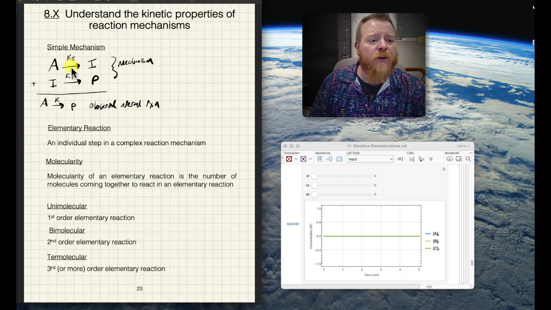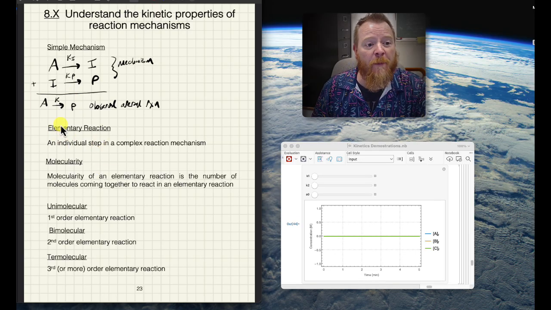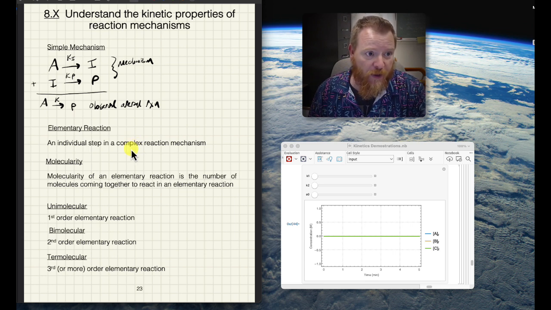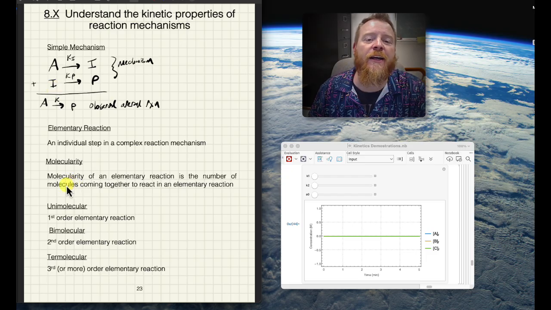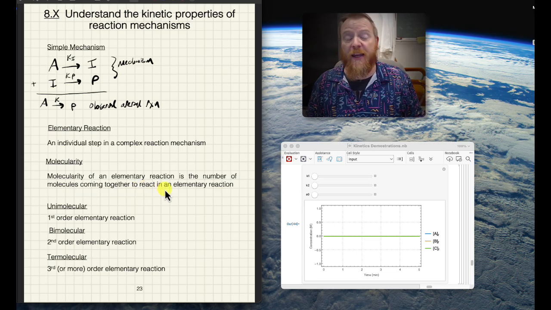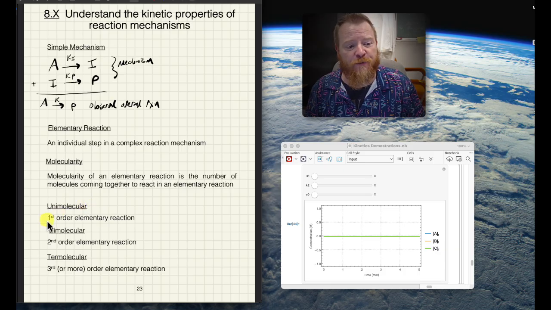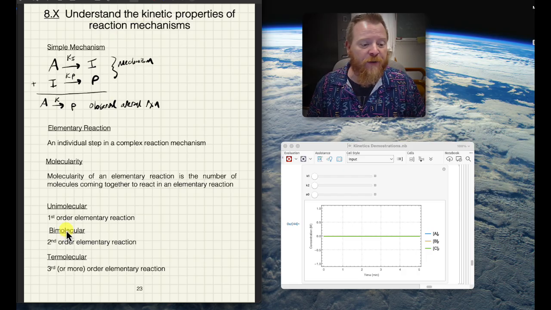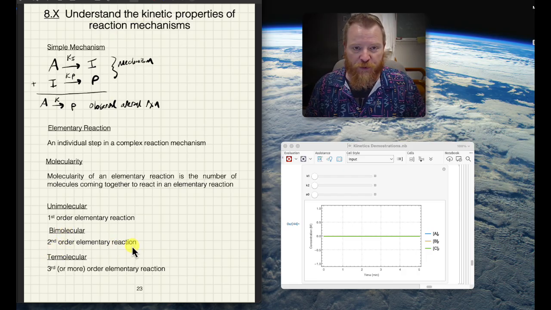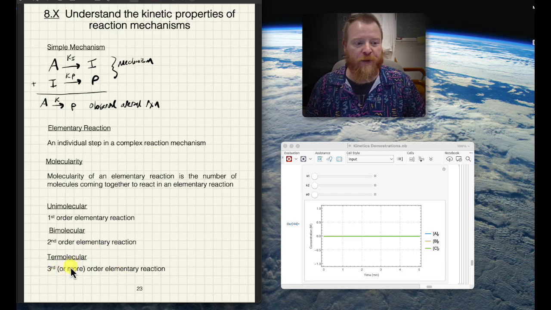Okay. So now looking through some of these definitions, each of these steps in our mechanism we would call an elementary reaction. Okay, and in this simple mechanism we have two. And the molecularity of our elementary reaction is the number of molecules coming together to react in that elementary reaction. So we would call a unimolecular reaction a first order elementary reaction. A bimolecular reaction would be a second order elementary reaction. And beyond that, third order or more, we call termolecular.